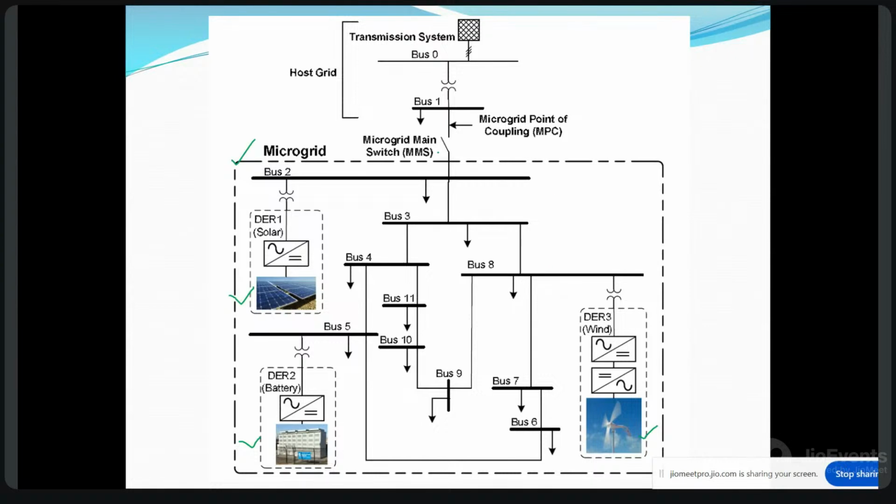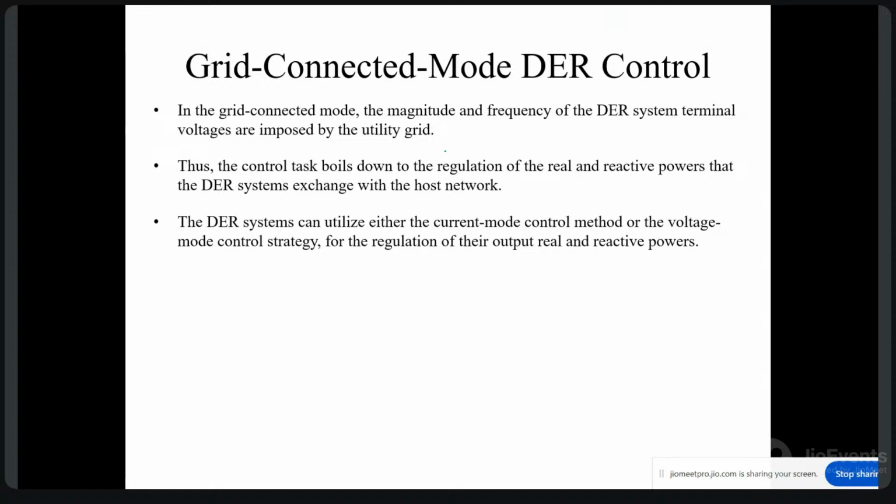If this switch is closed, it is going to operate as a grid connected microgrid. If this switch is open, this is basically an autonomous microgrid, an islanded microgrid. Is that clear? Now moving on.